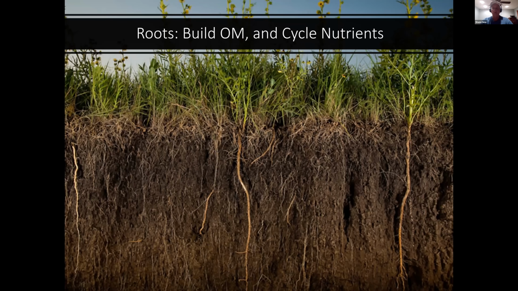roots build organic matter and cycle nutrients. And this is just a great example of a prairie system. We talk about the architecture above ground, but look at that architecture of rooting systems below the soil surface. Look how that carbon layer is being pulled down the soil, the aggregation that's occurring, and think about the water holding capacity of this system and think about the water holding capacity of your system.